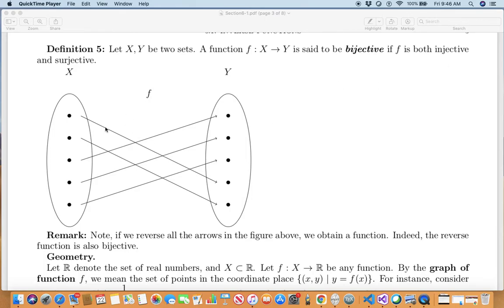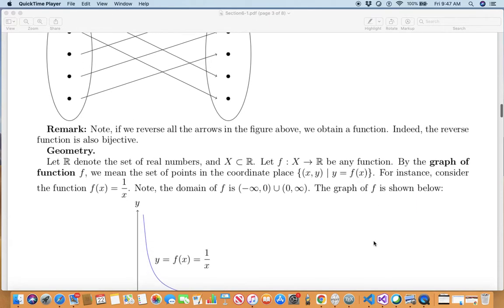Injective means different passengers go to different destinations. Surjective means every destination is achieved. All right. Bijective means both injective and surjective. The purpose of bijective functions is that if I reverse my arrows, then I get a function again.